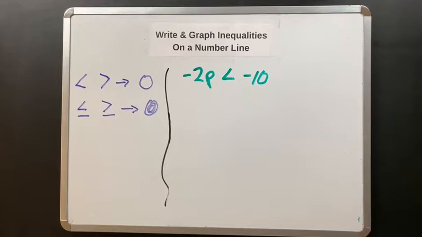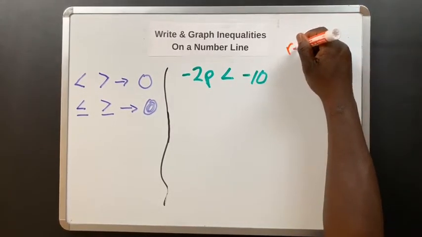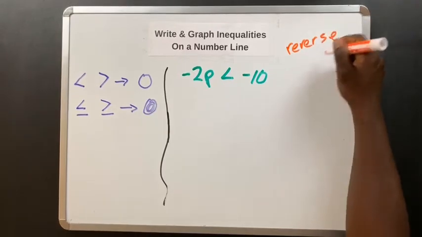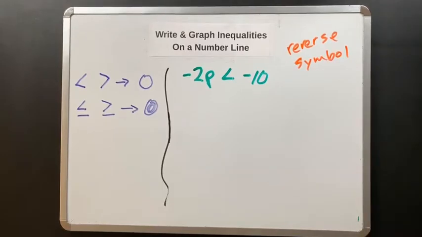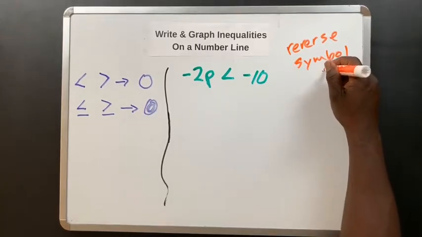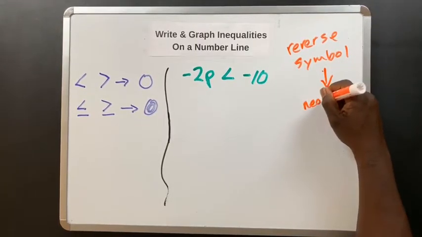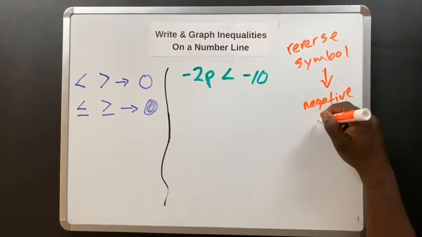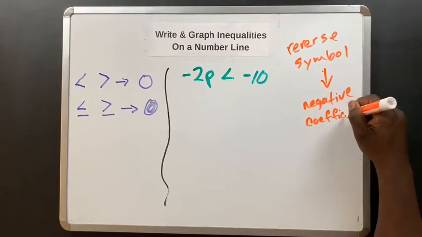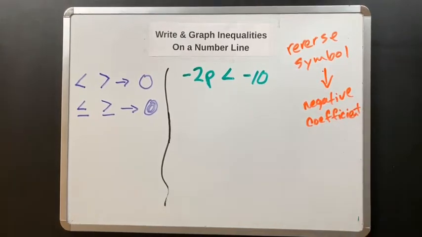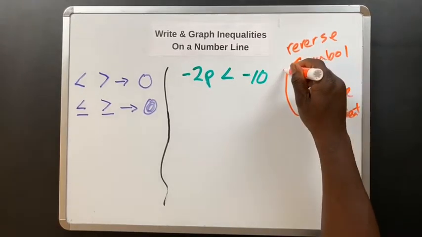So, whenever you are solving an inequality where you have a negative coefficient, it's something you got to remember. You got to remember to reverse the symbol in your final answer. Okay? That's the case when you have what is called a negative coefficient. When you have a negative coefficient, reverse the symbol, okay?